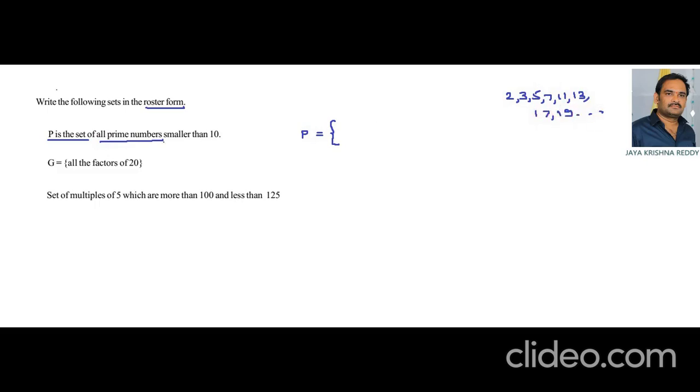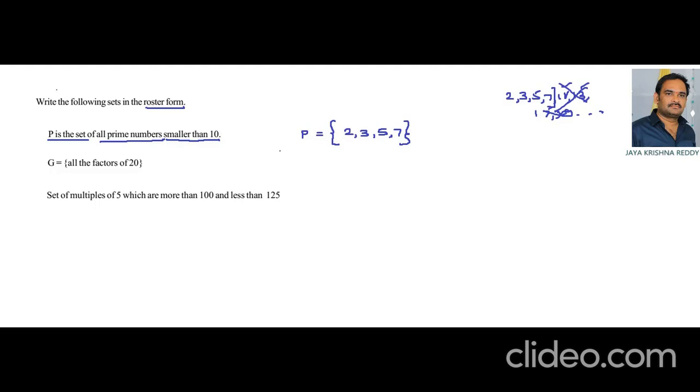And you have to take the prime numbers, but that smaller than 10. Smaller than 10 only. So we can write 2, 3, 5, 7. 11, 13, 17, these are greater than 10, so you should take up to 7 only. So the set P is equal to with elements 2, 3, 5, 7. This is the roster form because here we are listing the elements.